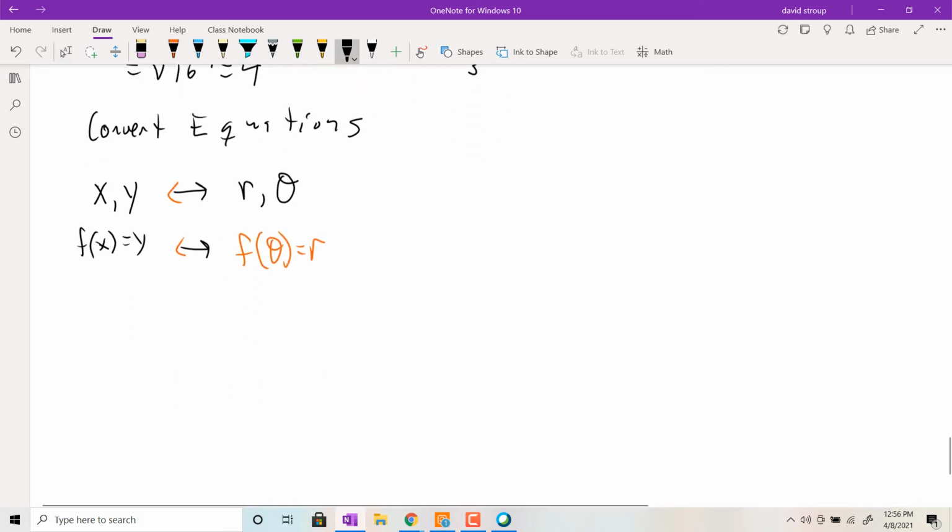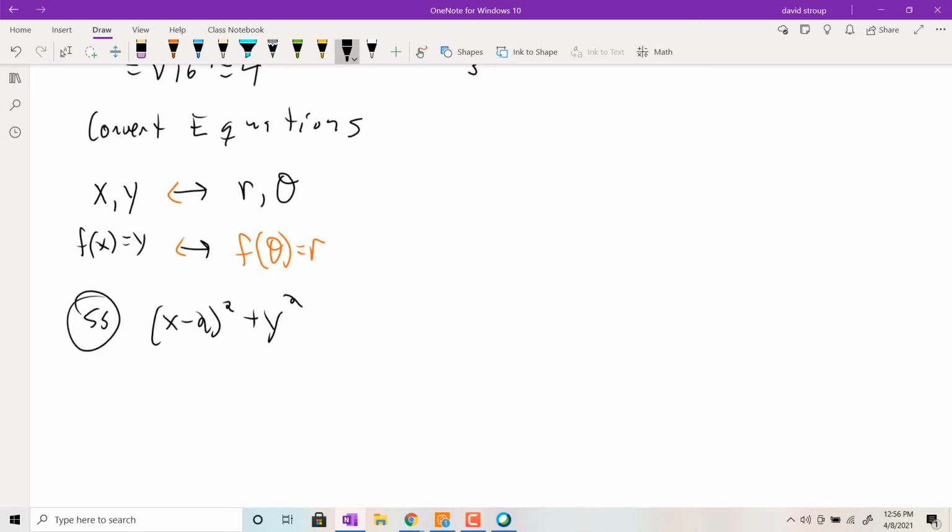Okay. So let's take a look here at some standard ones. So going first rectangular to polar, number 55, you have x minus 2 squared plus y squared equals 4. So ideally, I want to end up with something that's r equals something in terms of theta. Okay, I want to end up with something like this, with r equals.